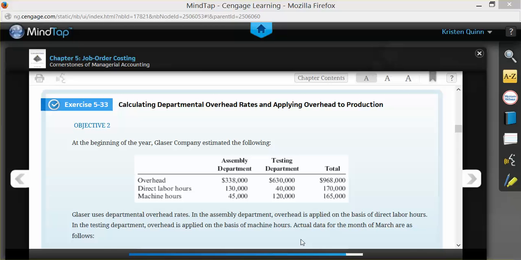They then give us two different cost drivers, direct labor hours and machine hours. Be sure to pay attention to which department is using which type of driver to calculate their predetermined overhead rate. They tell us that for this company, the assembly department is going to be applied based on direct labor hours. The testing department, however, is going to be based on machine hours. That is very important information to pay attention to when calculating your predetermined overhead rate.